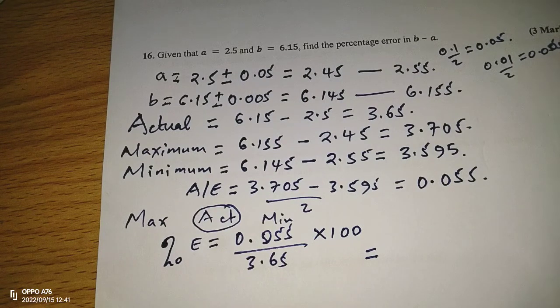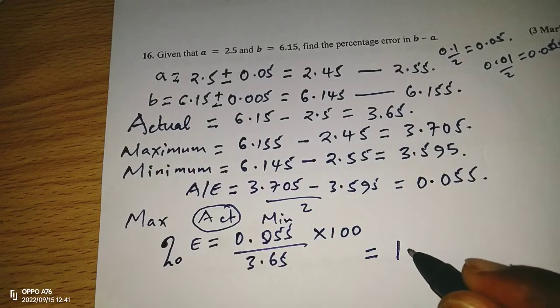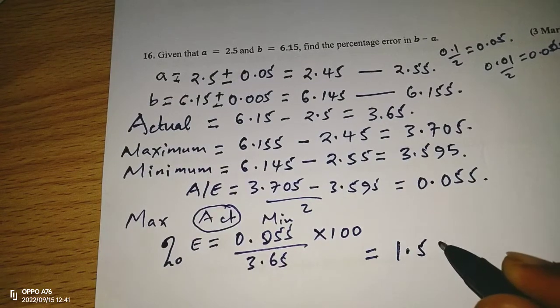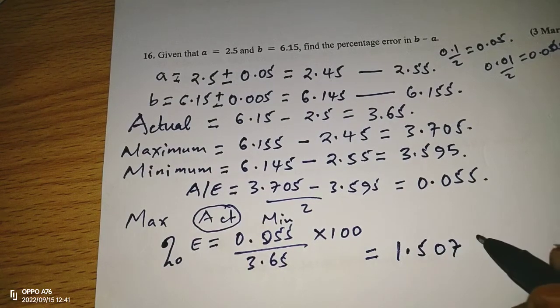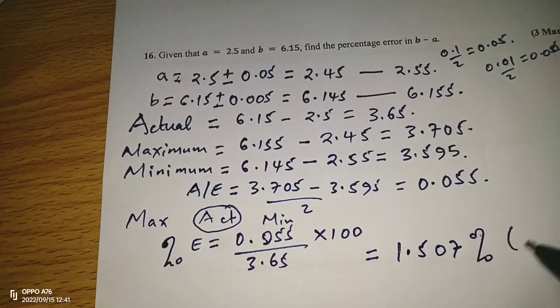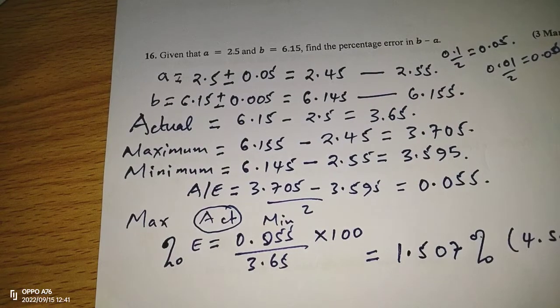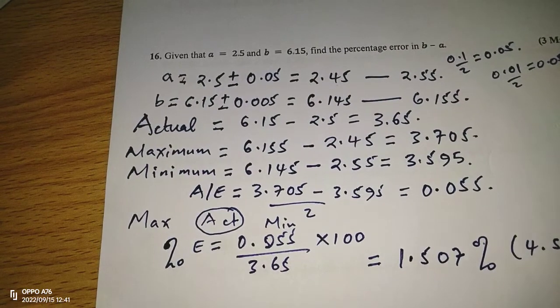Divide this by 3.65, then we multiply by 100. The percentage error is going to be 1.507 percent, correct to 4 significant figures.